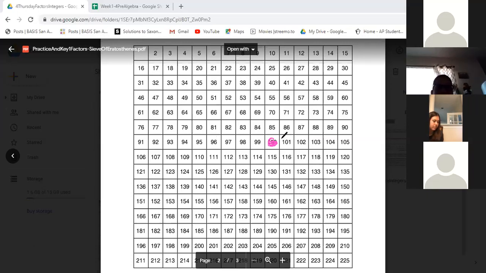Yeah. So 101 is circled. 102 is crossed out. Circled. And crossed out. Crossed out. Crossed out. Circled. Crossed out. Circled. And crossed out. All right. That is correct.